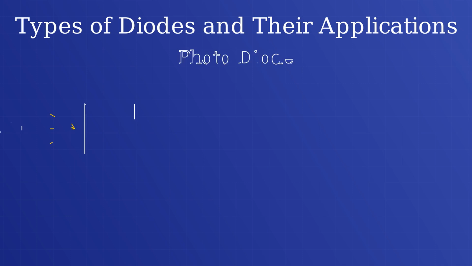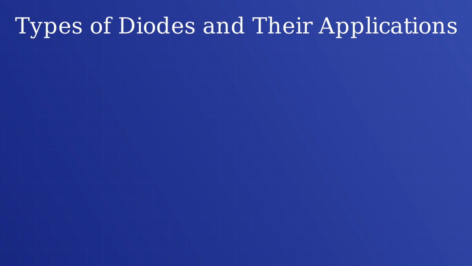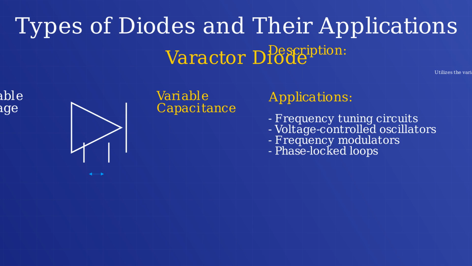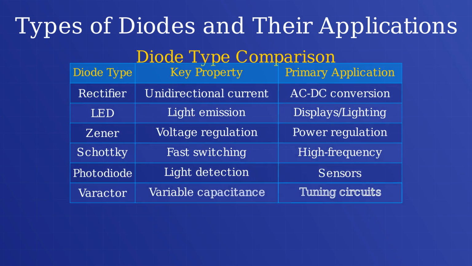Photodiodes convert light energy into electrical current. The amount of current generated is proportional to the intensity of light. Varactor diodes exploit the variable capacitance property of reverse-biased PN junctions for frequency tuning applications. Let's compare the key properties and applications of these different diode types. Each diode type is optimized for specific characteristics by modifying the basic PN junction structure to excel in particular applications.